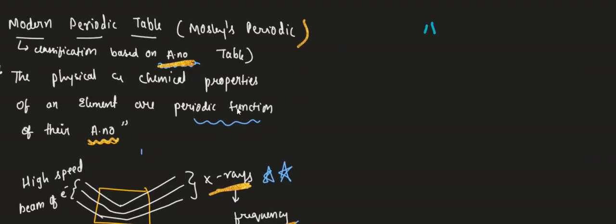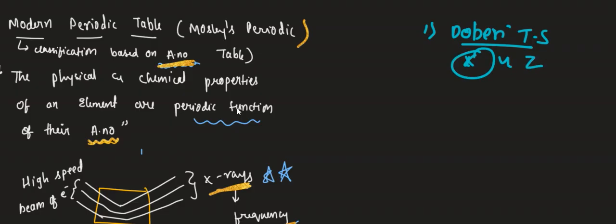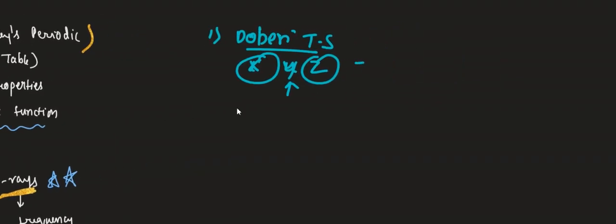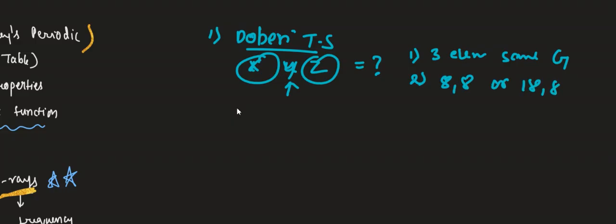Out of all, what is the first important periodic table? The triad system, Dobereiner. What is the specialty of Dobereiner's triad system? When you arrange the elements x, y, z and take the average atomic weight of the two outer elements, its value will be equal to the middle one. How to identify the triad system? First, all three elements belong to the same group. Second, their atomic number difference should be 8, 8, or 18, 18. Then only you can say that the given example follows the triad system.